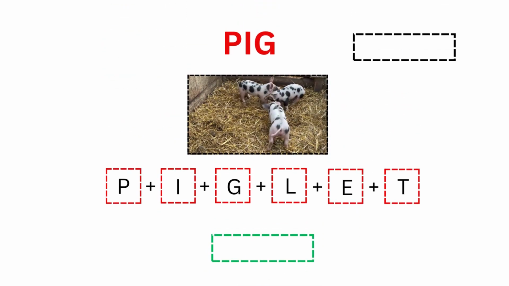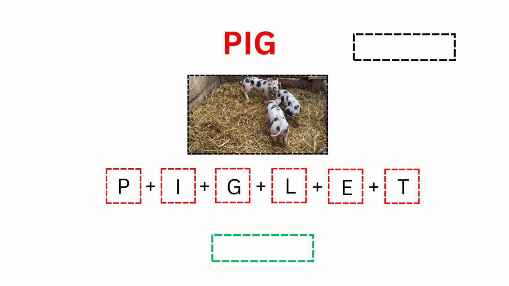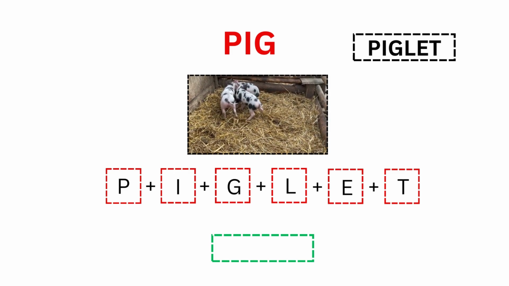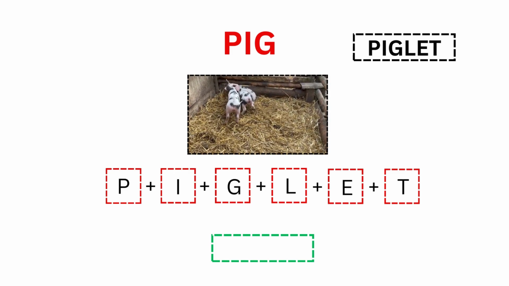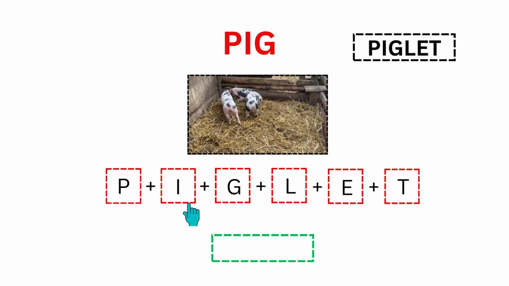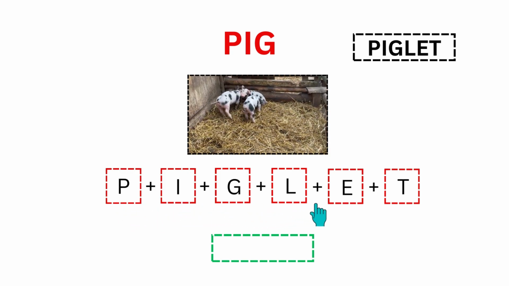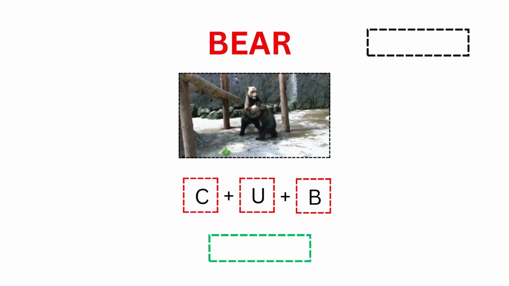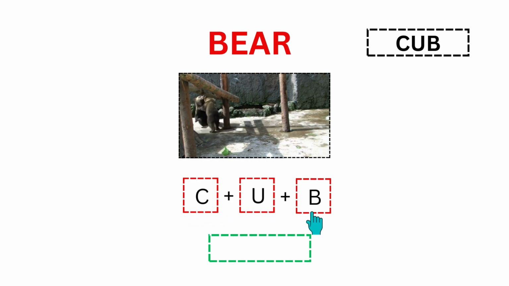Number 22 is pig. A baby pig is called a piglet. Pig के बच्चे को piglet कहा जाता है. PIGLET, piglet. Number 23 is bear. A baby bear is called a cub. bear के बच्चे को cub कहा जाता है. CUB, cub.